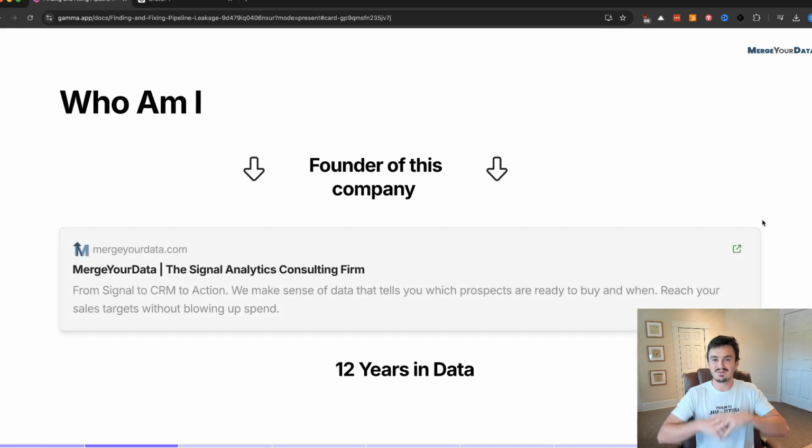Without further ado, I am Dan Saavedra. I'm the founder of this company, Merger Data. We're a signal analytics firm. We take data points and we show them to you and we automate them into your CRM, indicating that someone is likely to buy. We'll find your top signals that someone's likely to turn from a prospect into a customer. We'll find your top negative signals, meaning that people are not likely to turn into a customer and you shouldn't waste your time with them. And I've been working in data for 12 years.